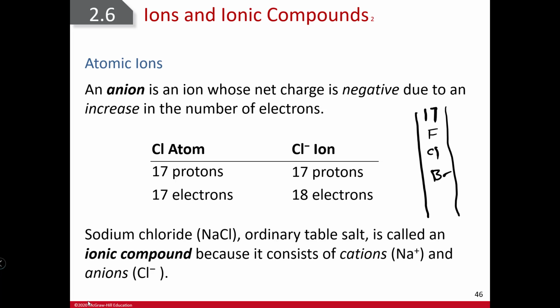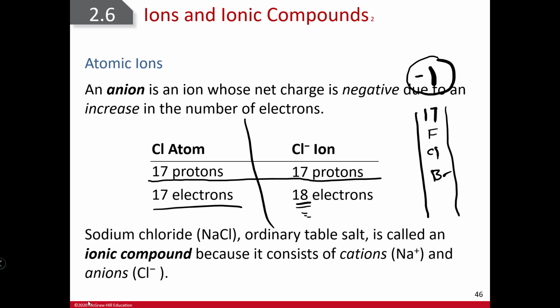Normally, chlorine would have 17 protons and 17 electrons. It would be neutral, and it would be called chlorine. But chlorine, being a nonmetal, gains an electron. Things on the right-hand side of the periodic table, the nonmetals, tend to gain electrons. Everything in group 17 generally forms a negative 1 ion. So just memorize that or put that at the top of your group. Group 17 forms negative 1 ions in general.